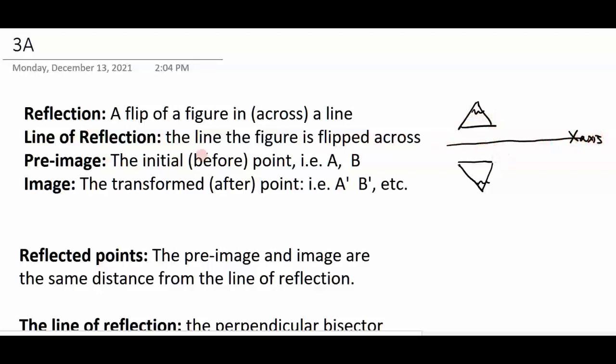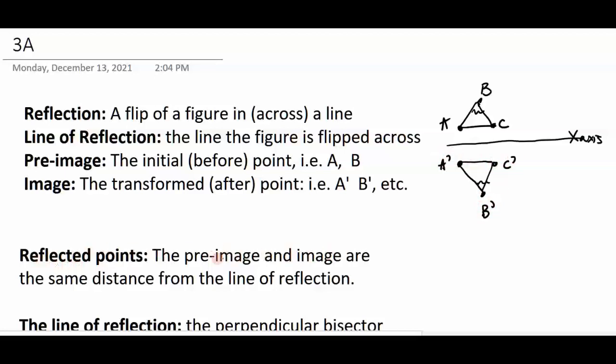The line the figure is flipped across is called the line of reflection. In class, we explored with the x-axis and y-axis, but we'll find we can also reflect across other lines. Reflection is a type of transformation. In any transformation, we have a pre-image, the initial point, which we label like A, B, C, and so forth, and the image, the transformed or after point. So this might be A prime, this apostrophe we read as prime, B prime, and C prime.